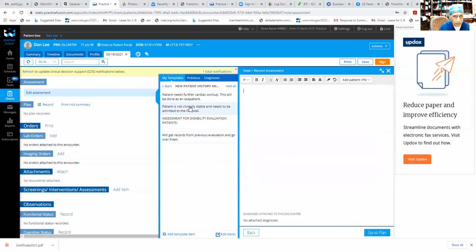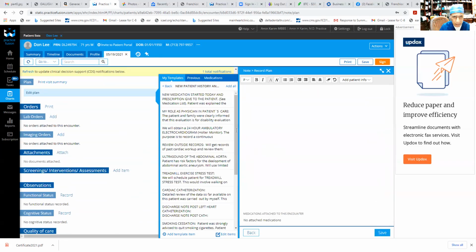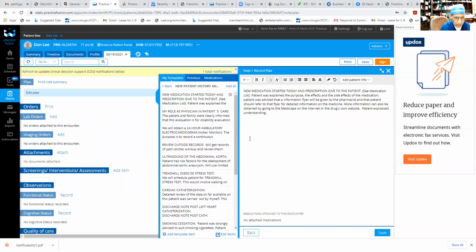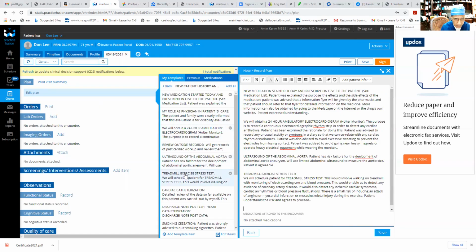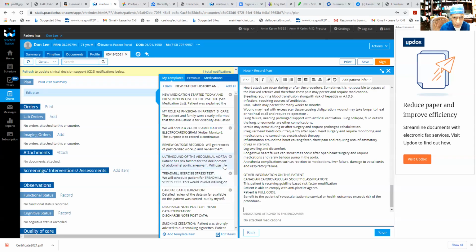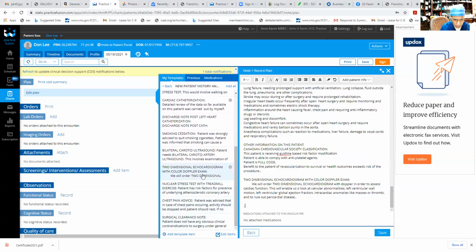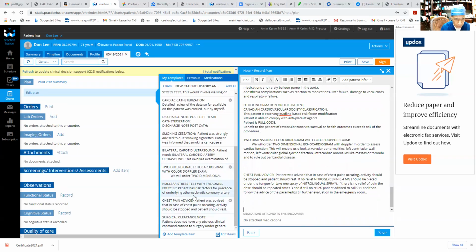Go to assessment. Now, I only put a few sentences here, a very generic sentence: patient needs further cardio workup, which most of the time is true, or patient is not clinically stable and I need to send him to the hospital, okay? And we'll come to this disability later on. Go to the plan, all these plans are listed here, okay? New medication started, then 24-hour monitor, then ultrasound, then treadmill stress test, then cardiac catheterization, whatever you did, write down here, okay? Two-dimensional echo was ordered, chest pain advice was given. All these can be added on to the plan.